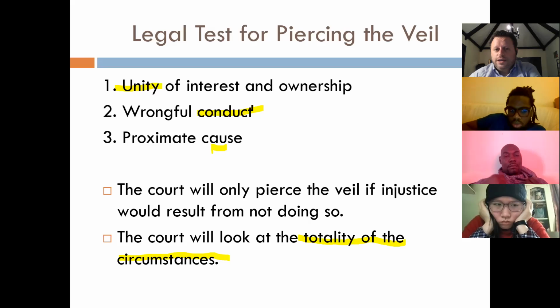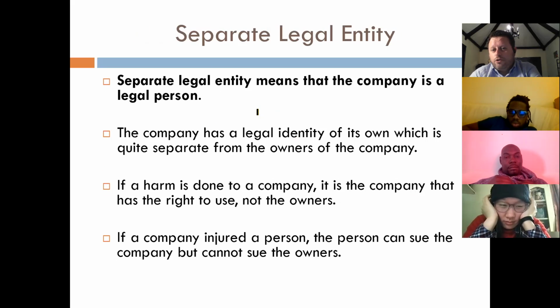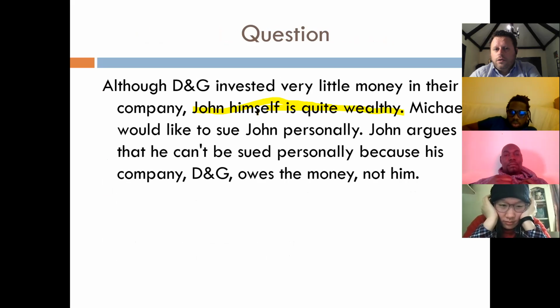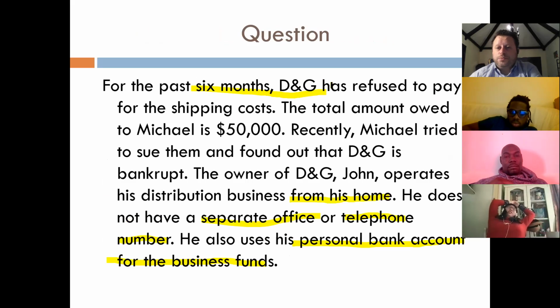wrongful conduct. Did this guy, John, open the company D&G to commit fraud? No, it doesn't sound like it. It sounds like they were doing business for 1.5 years already. You know, they've been doing business for 2 years. It sounds like D&G is just a Chinese company. But for the past 6 months, they haven't paid for shipping costs. This is kind of Michael's fault. He shouldn't have let them not pay every month.